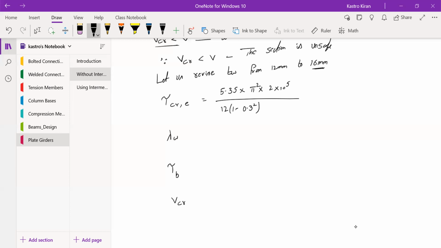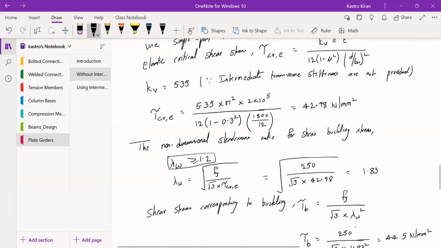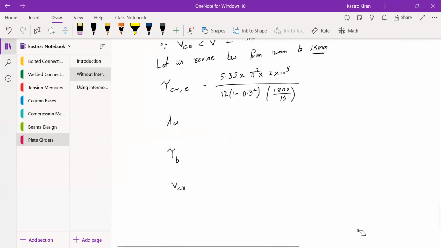And then you have the d by tw value. The value of d is fixed, we are not changing that, and the thickness of the web has changed to 16 here. In the last case the thickness of the web was 12. Here you can see the thickness of the web is 12, but here it is 16 mm. So the value of tau CRE is obtained as 76.41 newtons per mm square.